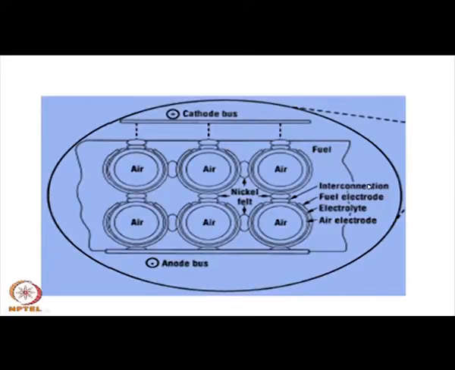The battery of a large number of such tubes can be put together, and finally one can have a cathode bus here and the anode bus here. The anodes are connected in parallel and the cathodes are connected in parallel. By that process you can have a battery of individual cells or a battery of tubes, basically a large number of tubes stacked together, so that a power system can be fabricated.